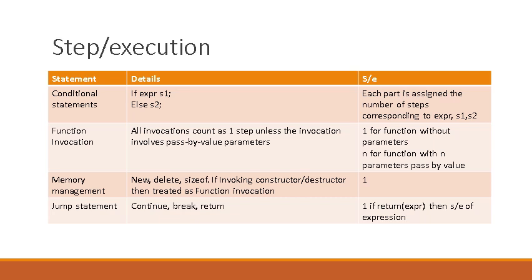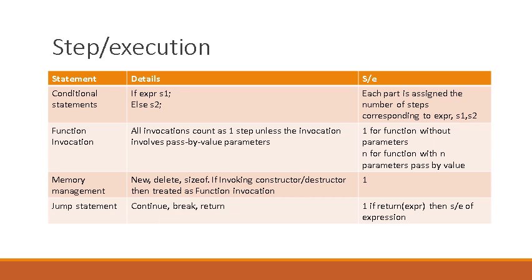Passed by reference will not matter, because a reference is going to refer to the memory allocation of that variable itself. So there is no creation of new formal variables. That's why for function invocation, its step count depends on the pass by value parameters. Then new and delete, which dynamically allocate memory for a variable, have a step count of 1. Even constructors and destructors are considered functions.